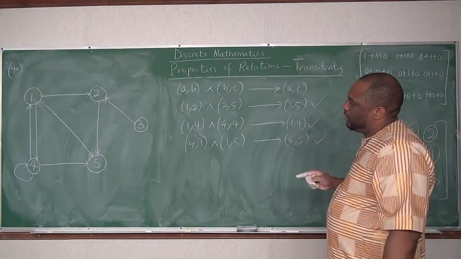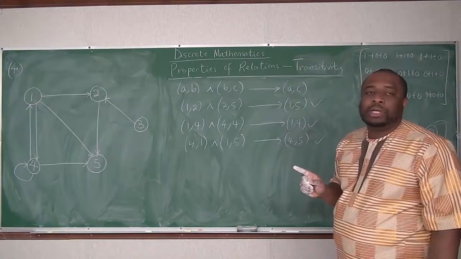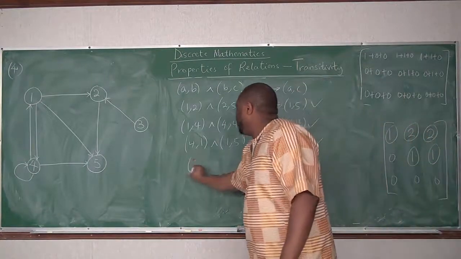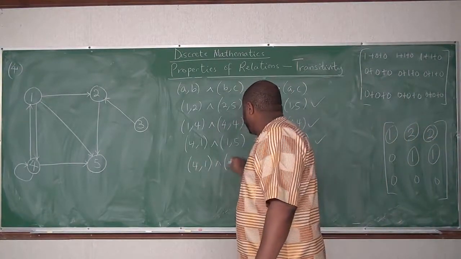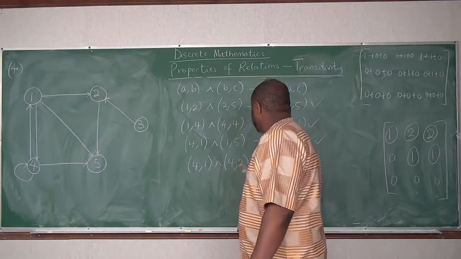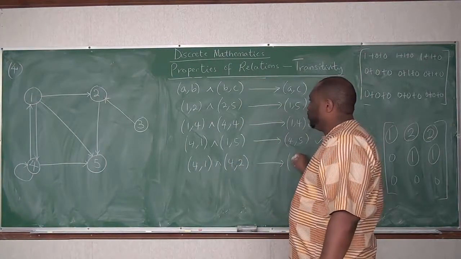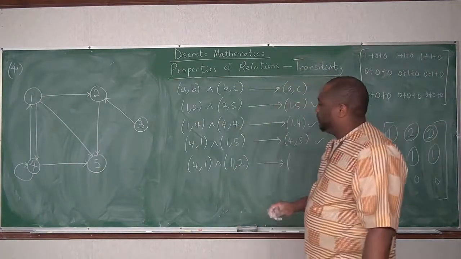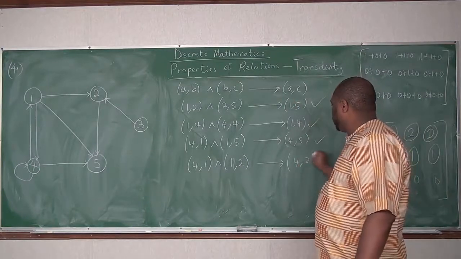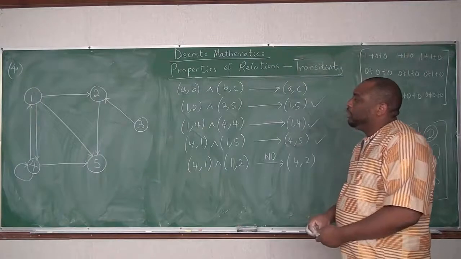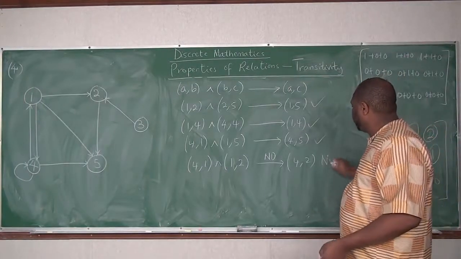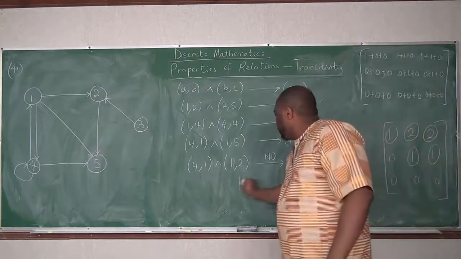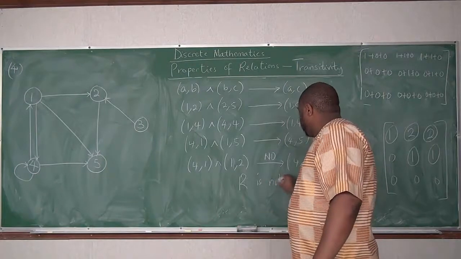You have 4, 1, and 1, 2, but you don't have 4, 2. You see, that's a problem. We just identified a case. You have 4, 1, and 1, 2, my bad, but no 4, 2. You don't have 4, 2, so this is no. And if you identify just one case, it is not transitive. Arrow is not transitive.